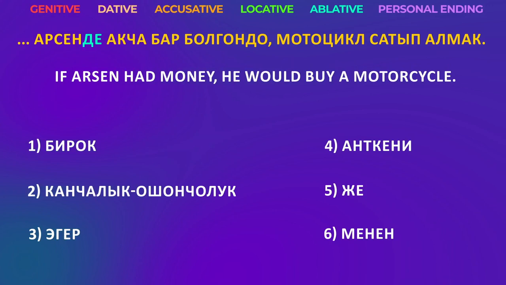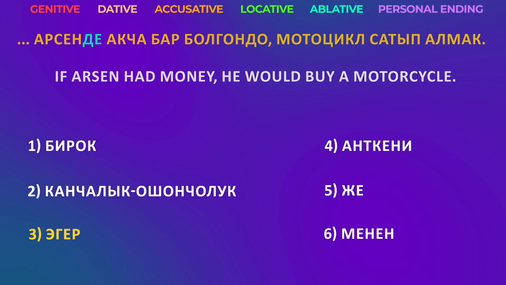Wow, that was a lot of material to cover. Great job so far. Now, let's play a game. We should read a sentence and try to put the correct conjunction that matches the context. Let's see. So the first sentence is: Арсенде ақча бар болғондо мотоцикл сатып алмақ. If Арсен had money, he would buy a motorcycle. So which conjunction would you put? So the correct answer would be егер.